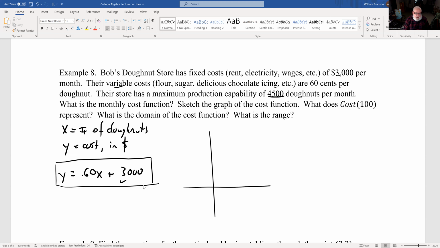What does the graph look like? Well, this is X, donuts made. This is Y, cost in dollars. So 3,000. And they can only make up to 4,500 donuts.